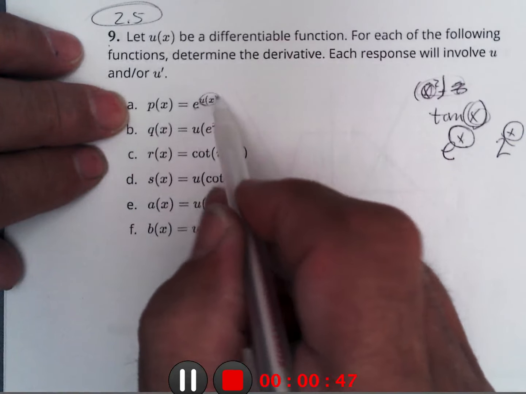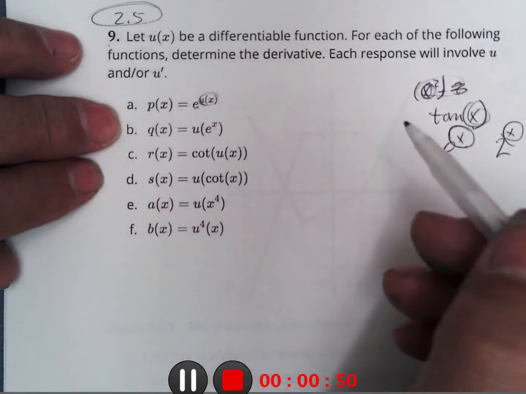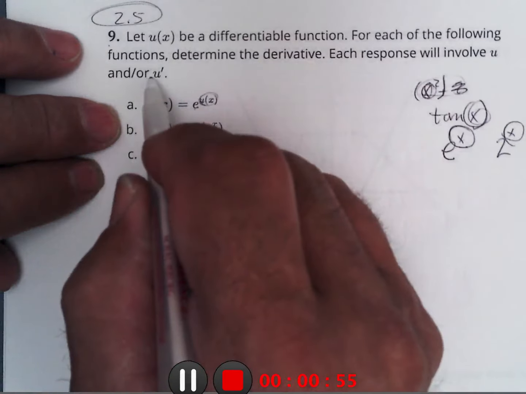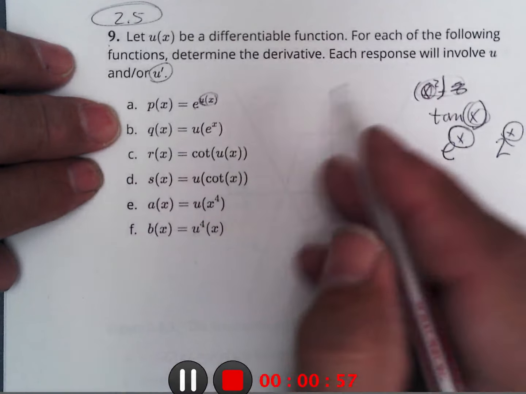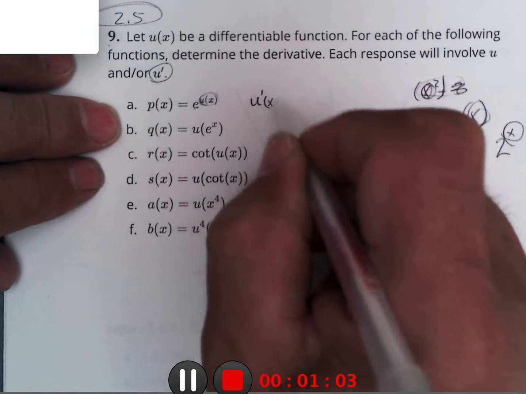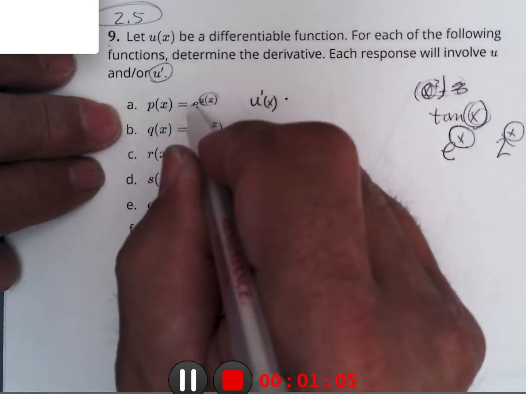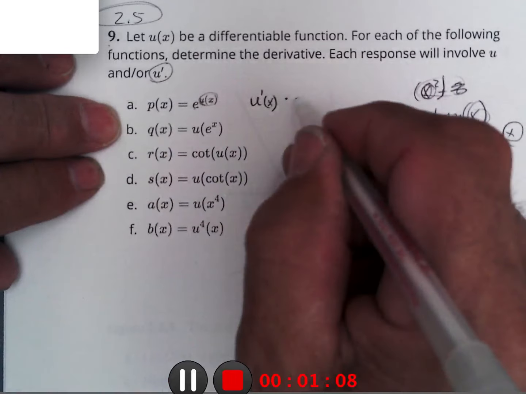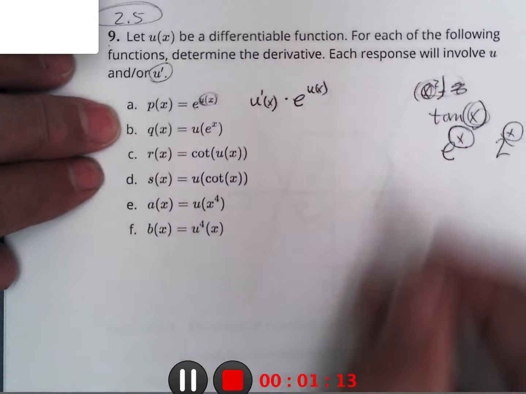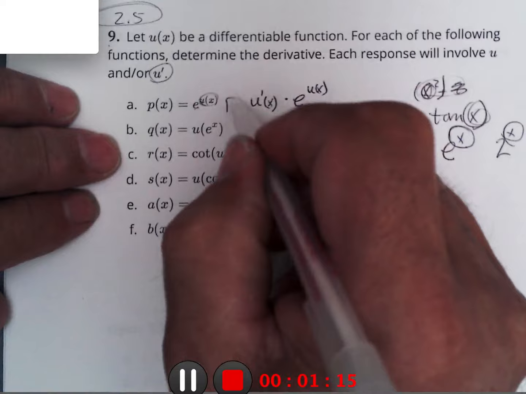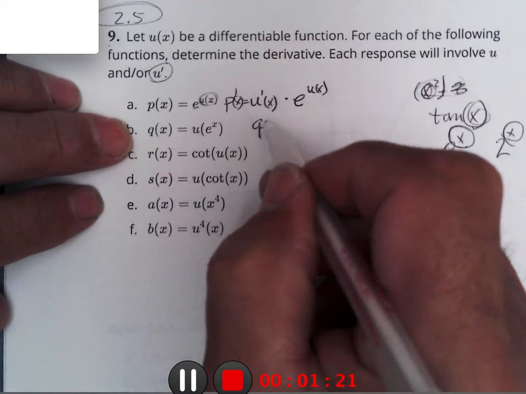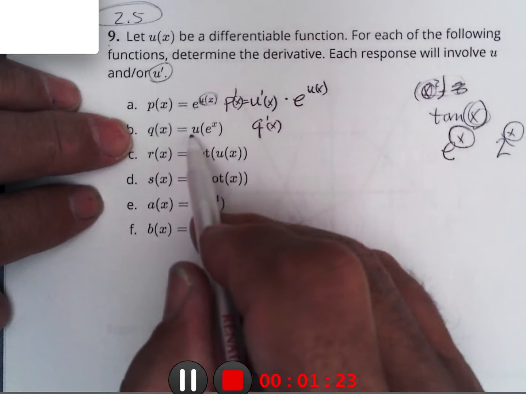So the derivative of u of x, well, they don't tell us what u of x is. If they would have told us, they say u is just u prime. So the derivative of u of x is u prime of x times the derivative of the bigger picture, which is e to something, and it's going to be e to the same something. That'll be p prime of x. Q prime of x.